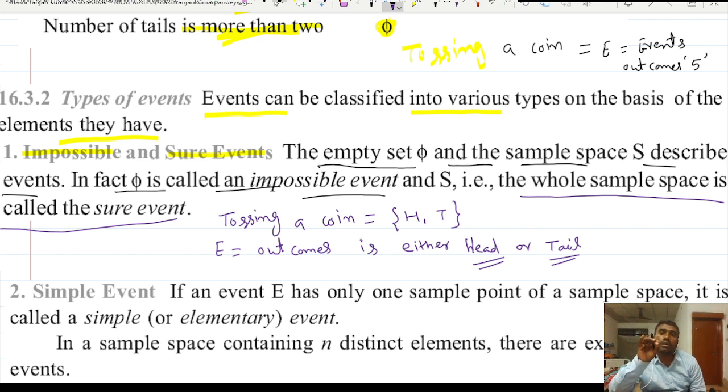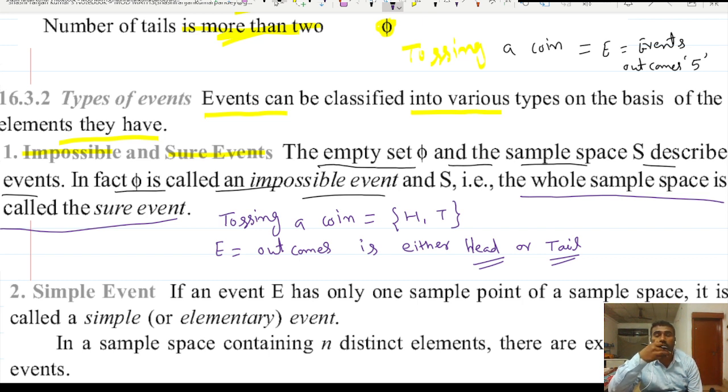Impossible event means we take the empty subset from the sample space, so there is no point in the event; that is called the impossible event. And if all the sample space is present in your event, that is the sure event. So hopefully you got the concept of impossible and sure events.